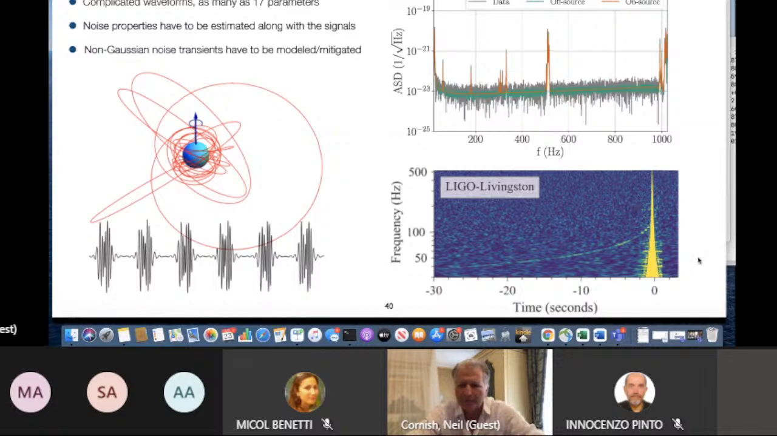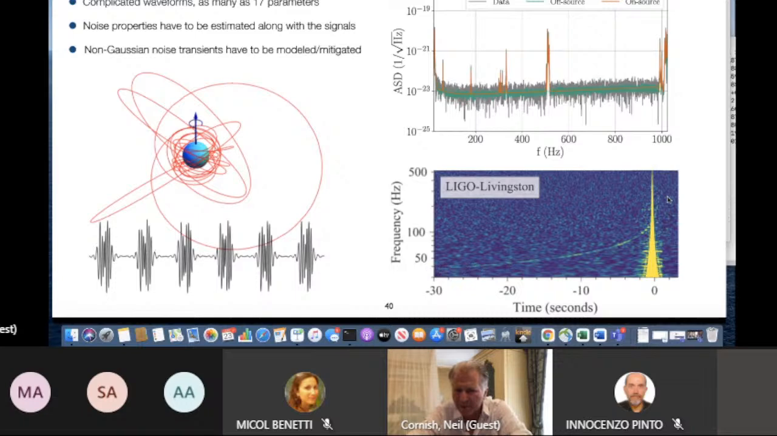These non-Gaussian transients. Here is the LIGO-Livingston data at the time of the first binary neutron star merger. And you see there's this extremely loud noise transient, which happened to coincide with the signal. You can see this is a time-frequency track here. Time up until merger, merger time is at zero, so this is 30 seconds of data. You see the signal sweeping up in frequency, so a classic gravitational wave chirp.